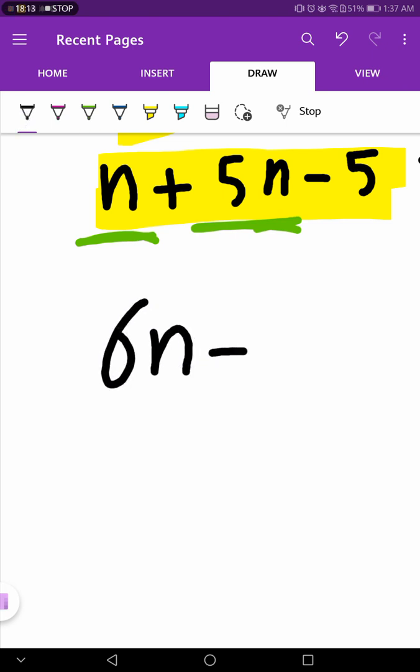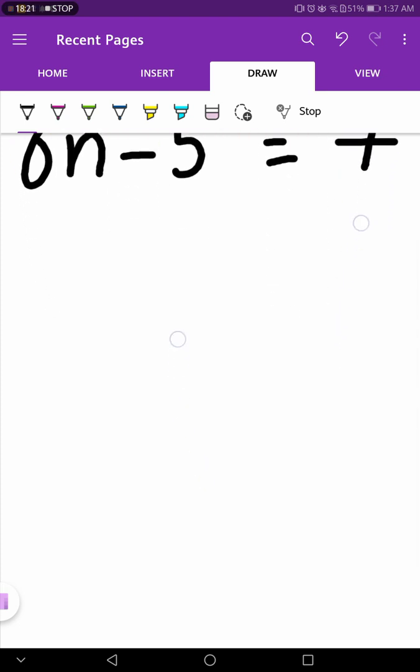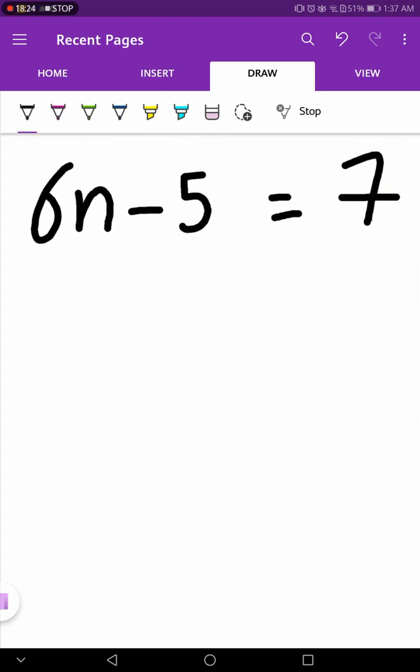minus 5 equals 7. You see how many steps you did to reach this equation, the equation that you are used to dealing with. Okay, now you know how to solve it.